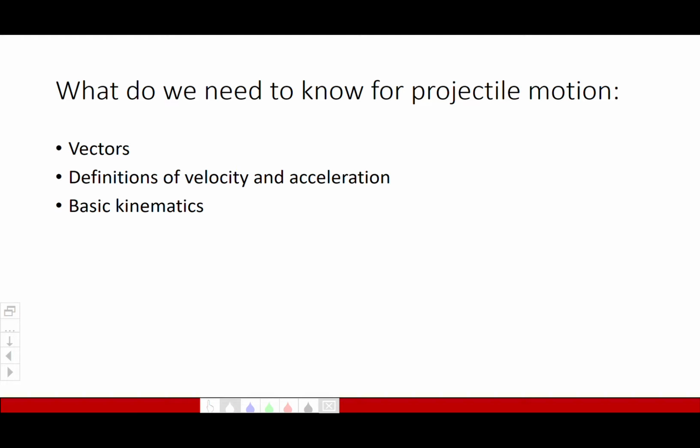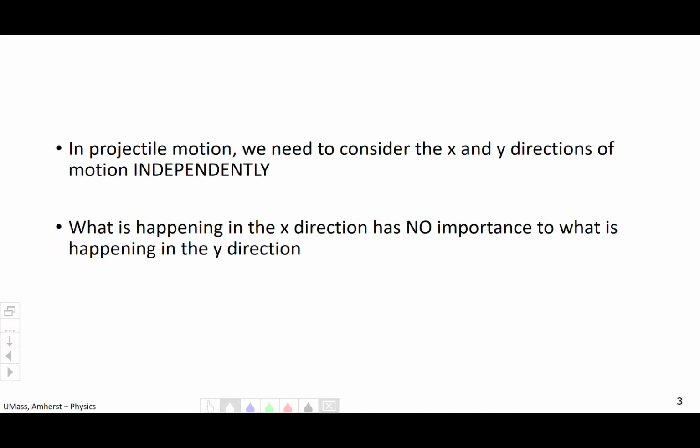We need to know how to use vectors. We need the definitions of velocity and acceleration, and we need basic kinematics equations. So the most important thing about projectile motion is that we can consider the x and y directions of motion completely independently. What's happening in the x direction has absolutely no bearing on what's happening in the y direction. So we need to split up the motion into x and y components, and then we can solve for the quantities that we want to know.